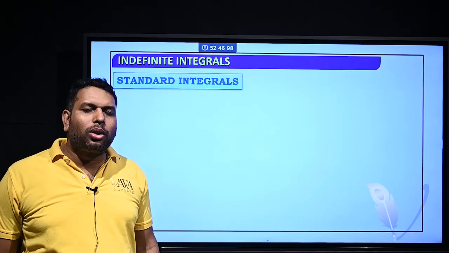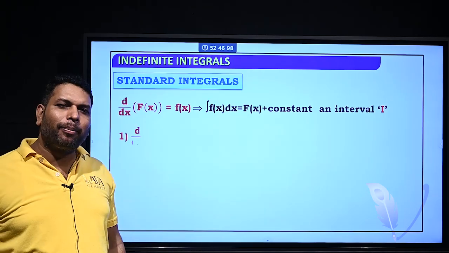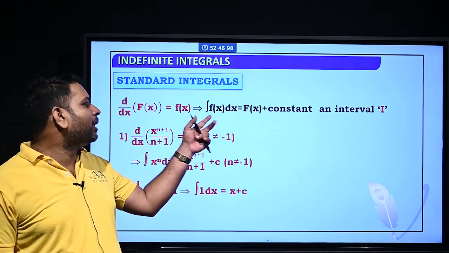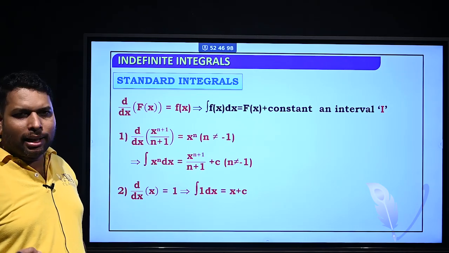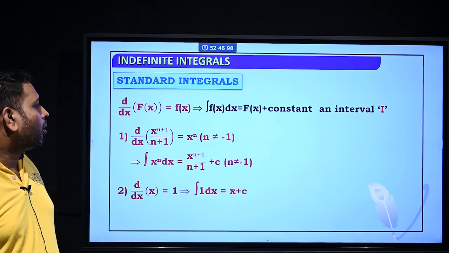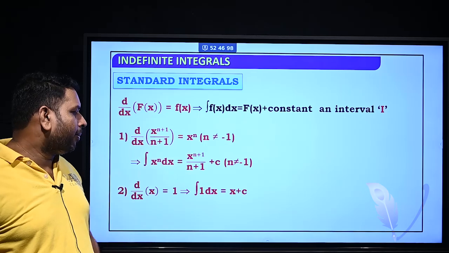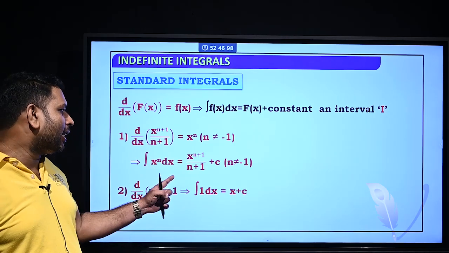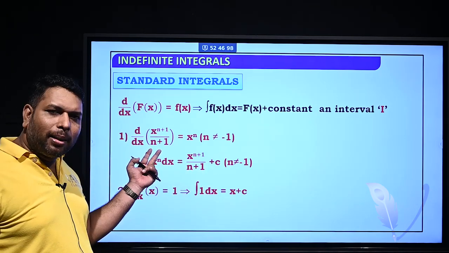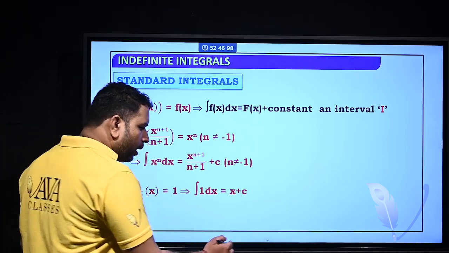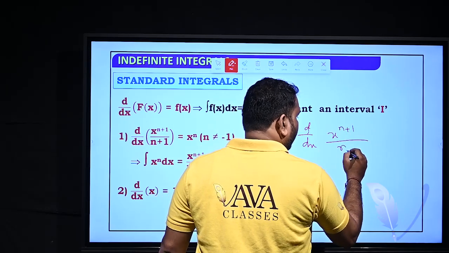Now the standard integrals. dy by dx of capital F of x equals small f of x, that implies the integral of f(x) dx equals capital F of x plus c, an arbitrary constant. So again, d by dx of x^(n+1)/(n+1) equals x^n. So the integral of x^n dx equals x^(n+1)/(n+1) plus c. The derivative of x^(n+1)/(n+1) is x^n. You just find the derivative of x^(n+1)/(n+1).